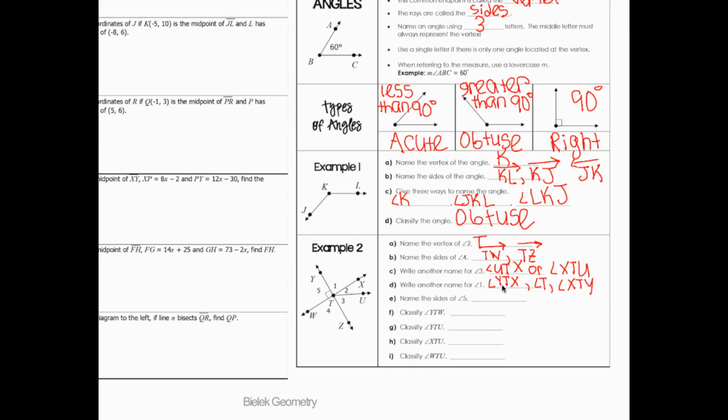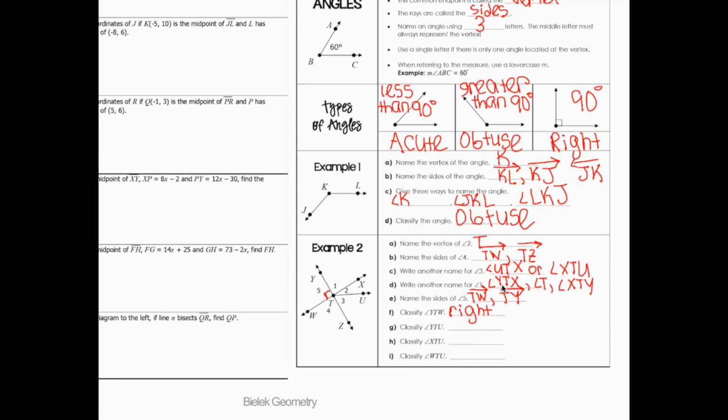Name the sides of angle 5. So the sides of angle 5 are TW as a ray and TY as a ray. Classify angle YTW. So YTW is angle 4. That is a right angle. So also remember this little square here, that means 90 degrees.